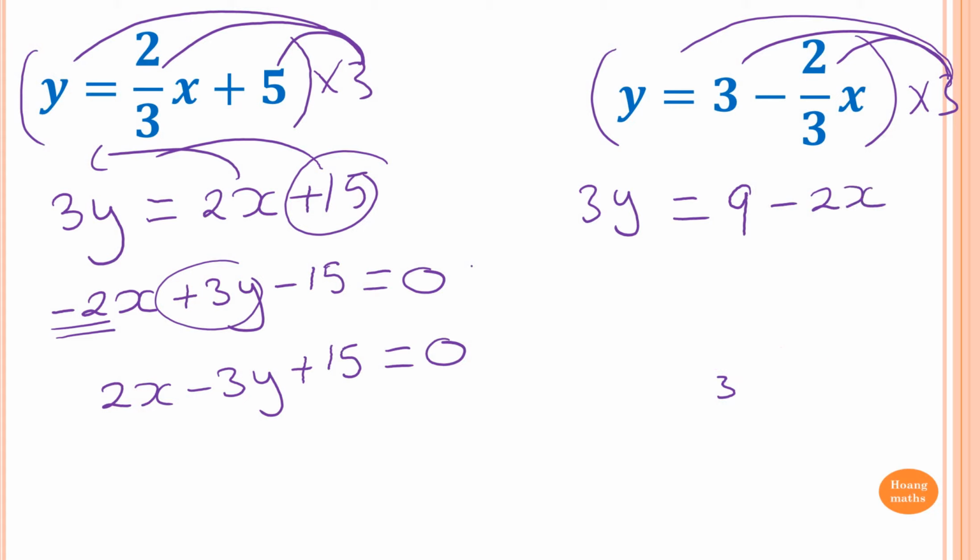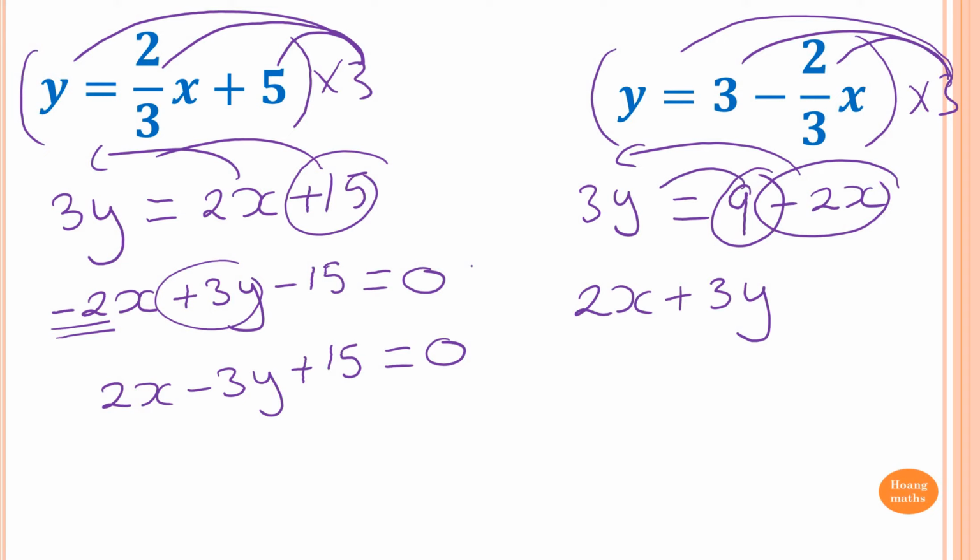Okay? So what I do, I move the minus 2x on this side first. So it becomes 2x, becomes positive. Then the 3y, I just write it down. So it becomes plus 3y. And then positive 9, move on this side, becomes minus 9. And equal to 0. That's all.